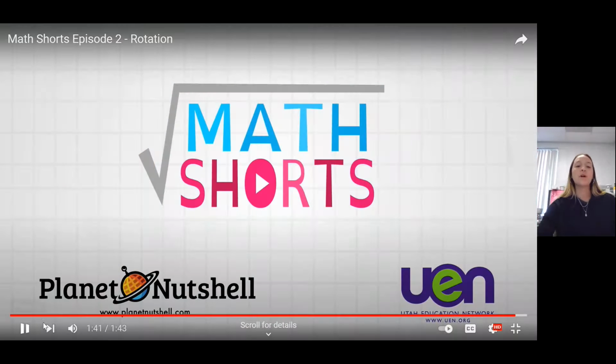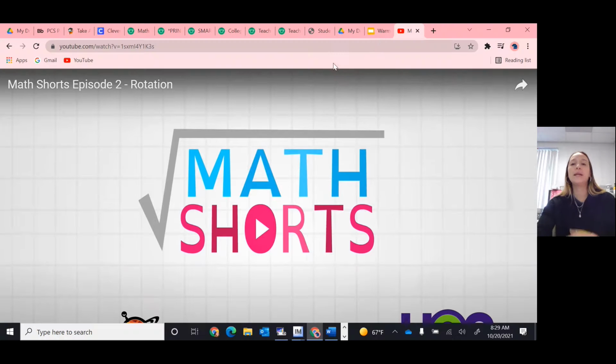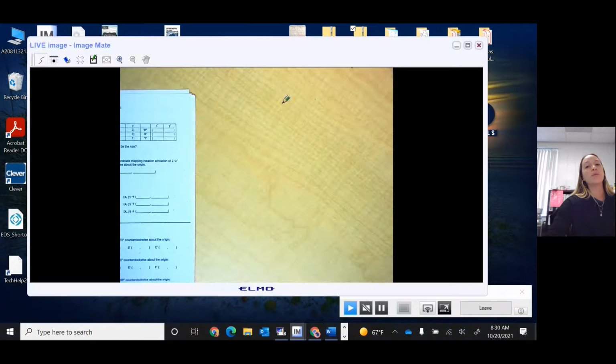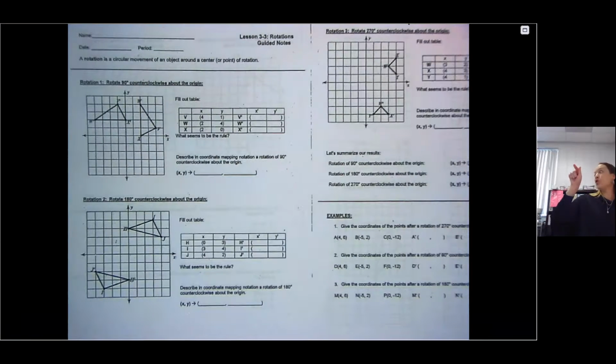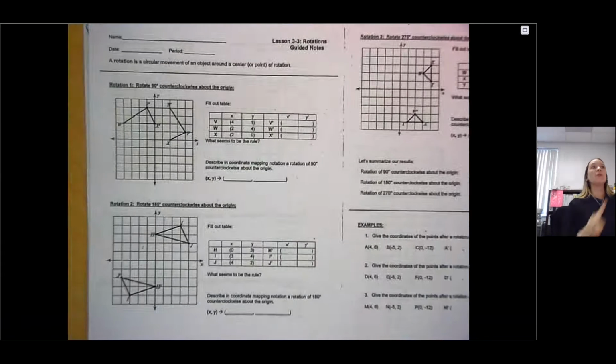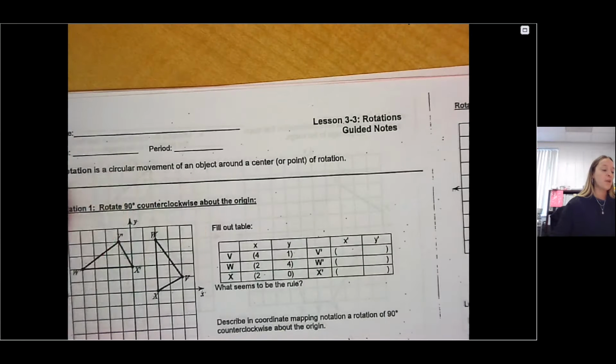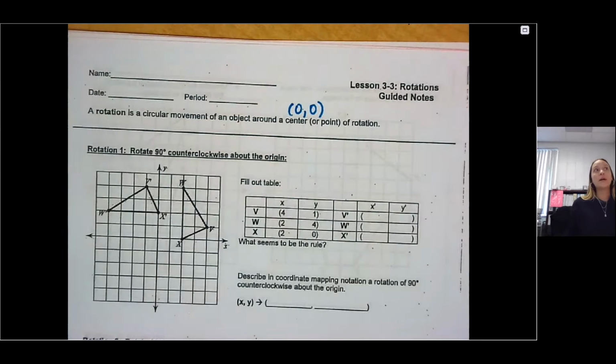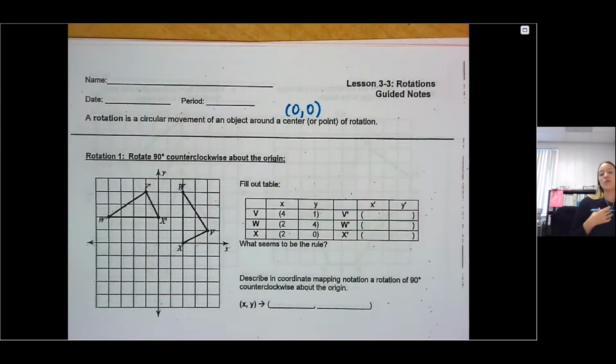Okay, so a couple things that are important in that video. Number one, you have to rotate around a point, okay? And when we are going to talk about our points today, we are only going to rotate around the center of the graph, the origin at 0, 0, okay? So every time we rotate, it's always going to be around the center of the graph. And so at the top over here where it says a rotation is a circular movement around a center or point of rotation, we're always going to use 0, 0. It's also called the origin, right? But that's what we are going to continue to rotate around.